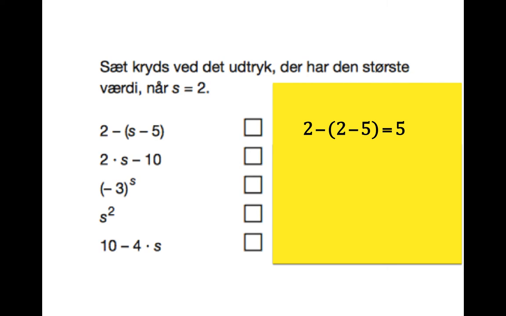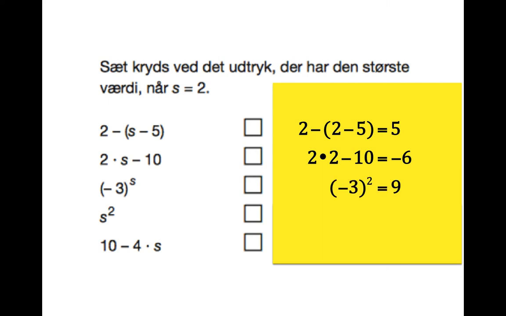The next one, 2 times 2 minus 10 is minus 6, 4 minus 10 is minus 6. The next one, minus 3 to the power of 2. So minus 3 times minus 3 makes plus 9, because minus times minus makes plus. Next one, 2 squared. 2 times 2 is 4. And then the last one, 10 minus 4 times 2. So that's 10 minus 8, which is 2.